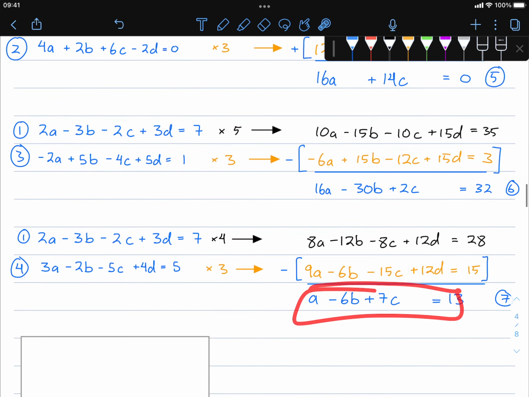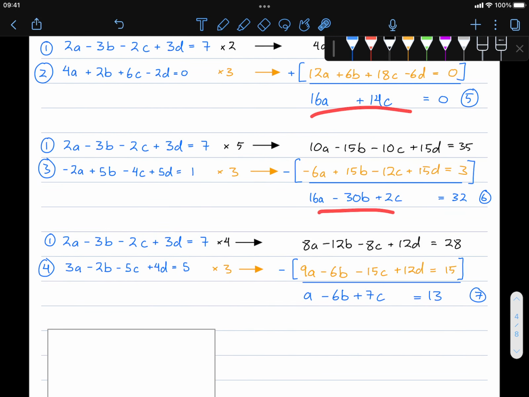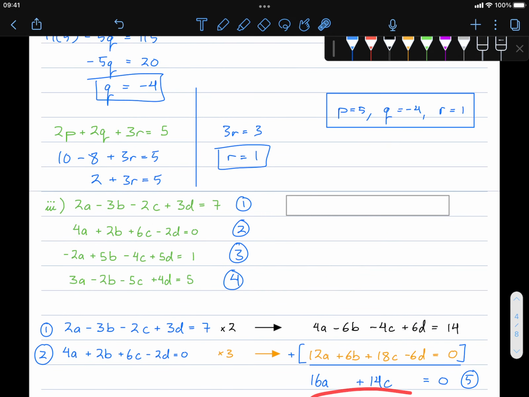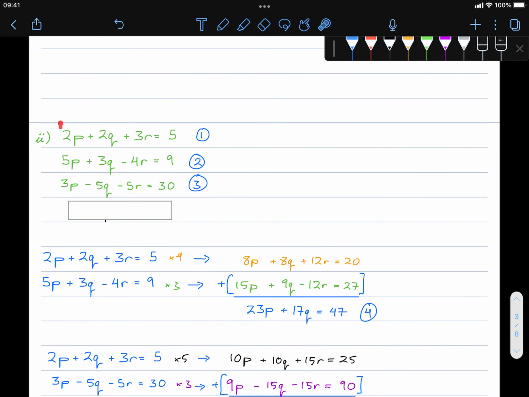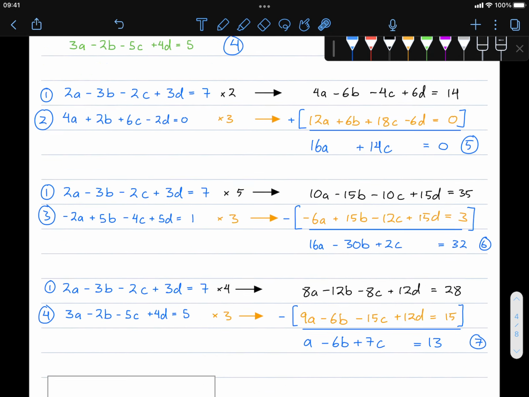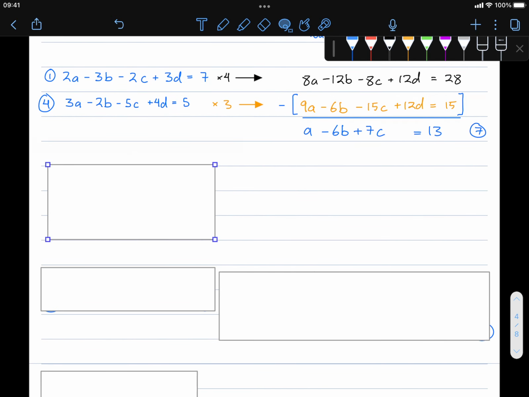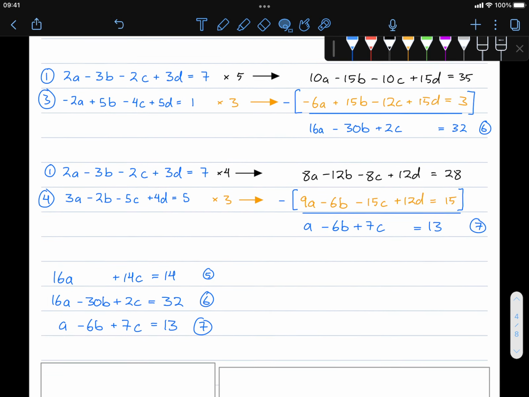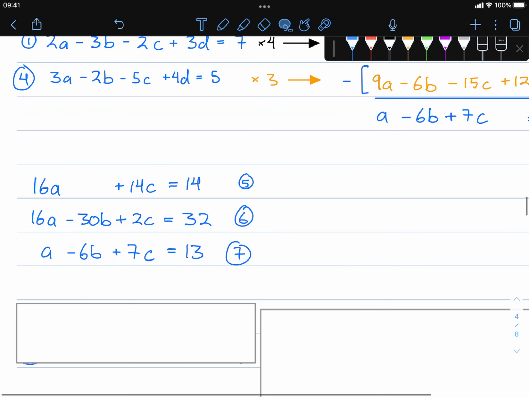We now have 3 new equations, numbers 5, 6, and 7. We're going to take all 3 of them and rewrite them like we did in the previous question. So let's go back. Here are those equations, 5, 6, and 7.